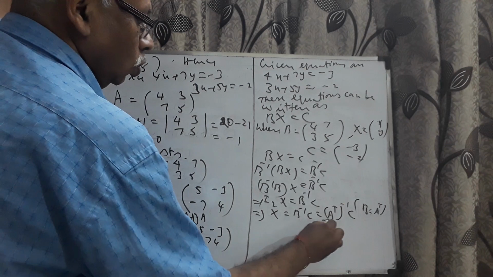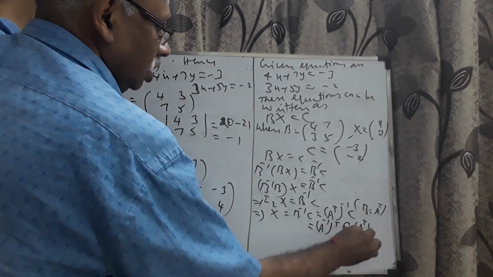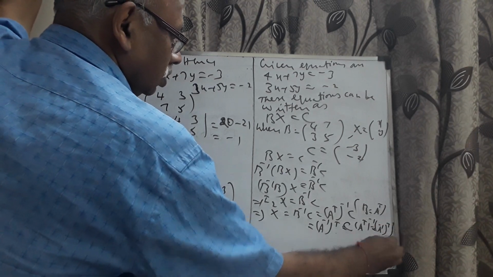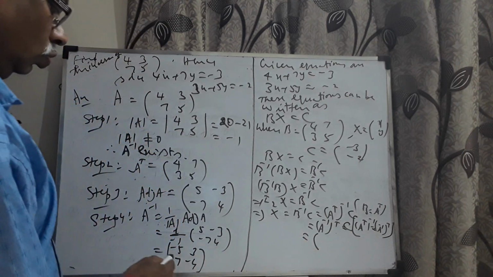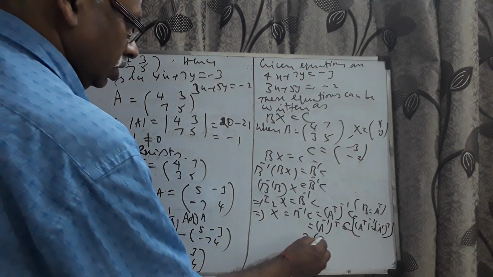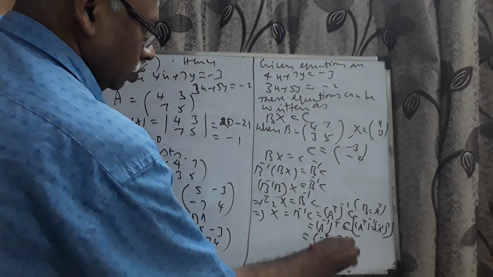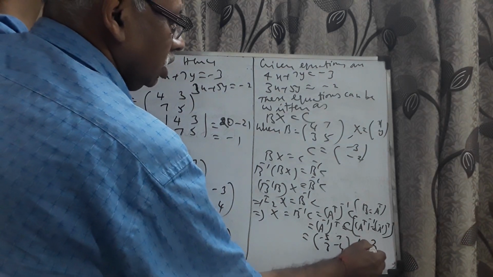But this is nothing but A transpose, because b is equal to A transpose. Now I'll use the rule: A transpose whole inverse is A inverse whole transpose. Therefore, I'm using the transpose of this inverse. For minus 5, 7, 3, minus 4 is my A inverse whole transpose. Here it is minus 3, minus 2.